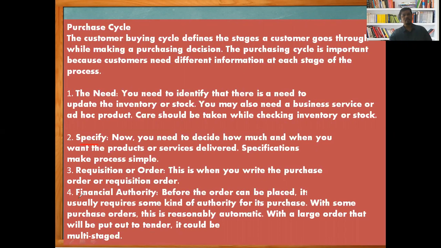Then the fourth one, we can see here, is the financial authority. If I am going to purchase the raw material from outside of Maharashtra, from Mumbai, I have to pay the payment. Therefore, there is a need to take approval from the boss, from the supervisor, the financial authority. I have to go for that. Now we can go for the next point also.